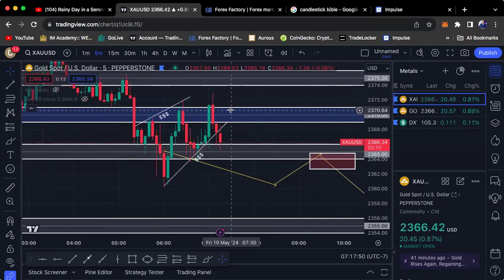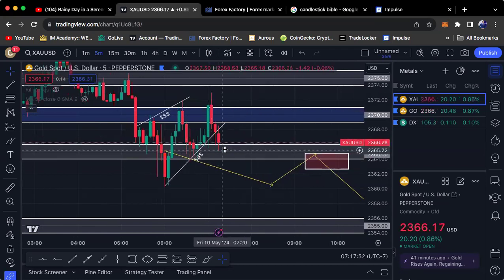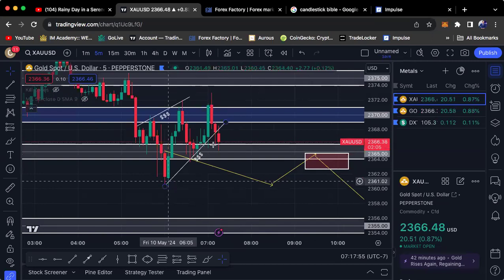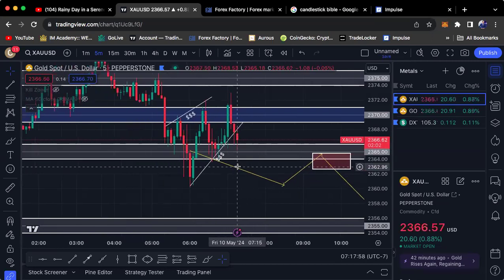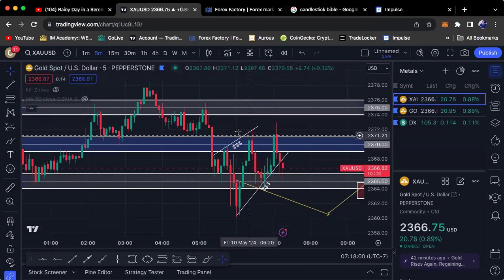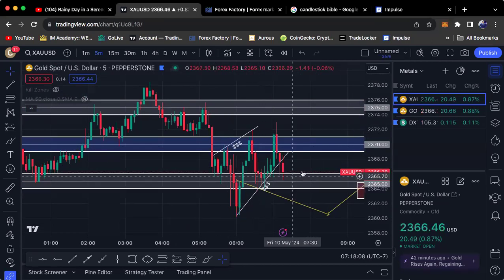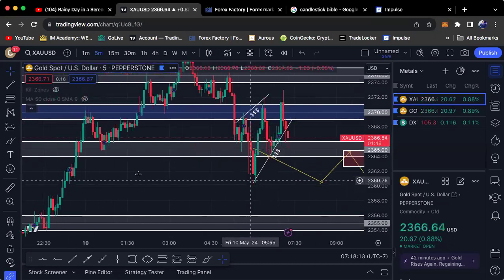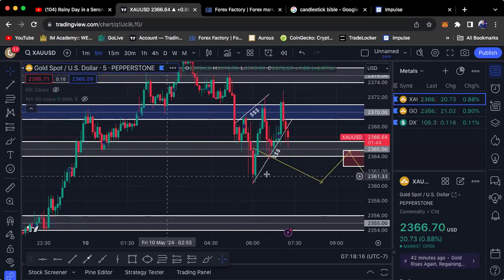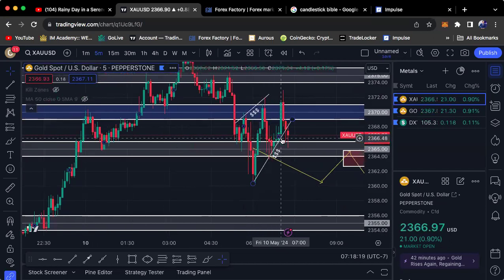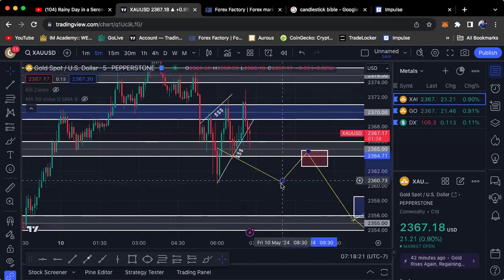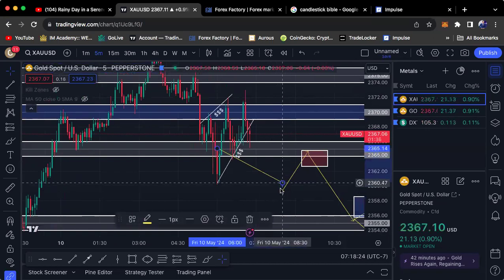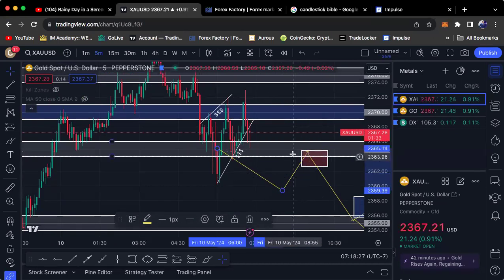All right. So I do see price breaking this structure here, like I said, because it's creating lower lows, lower highs, lower lows, lower highs, lower lows, lower highs. And it broke below this low here and created this low. Now it could be another low here. Retest.